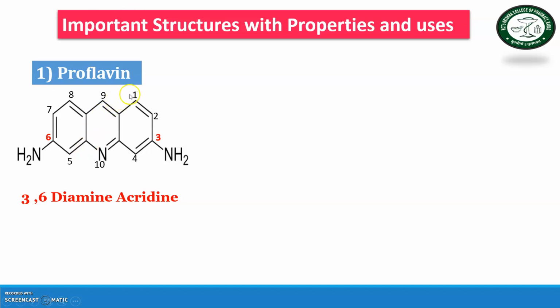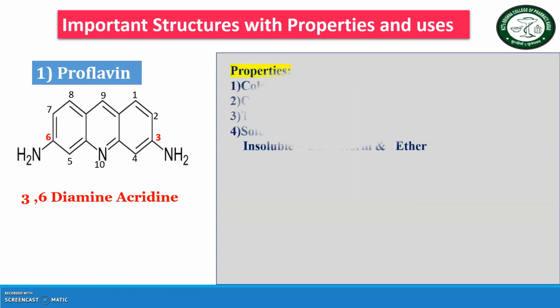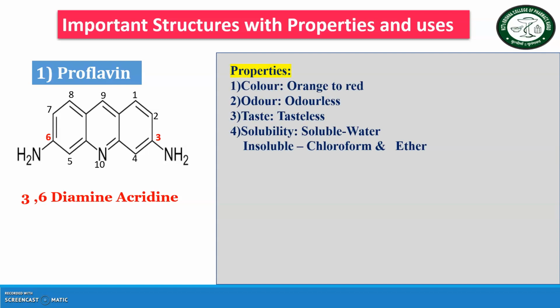If you see the numbering, from 1, 2, 3, 4, 5, 6, 7, 8, 9 and 10, it contains a heteroatom. Now the exceptional cases: numbering starts without the heteroatom. So acridine is the basic nucleus. 3,6-diamine is the substituent, that is at positions 3 and 6. These two amine groups are present. That's why it is 3,6-diamine acridine.